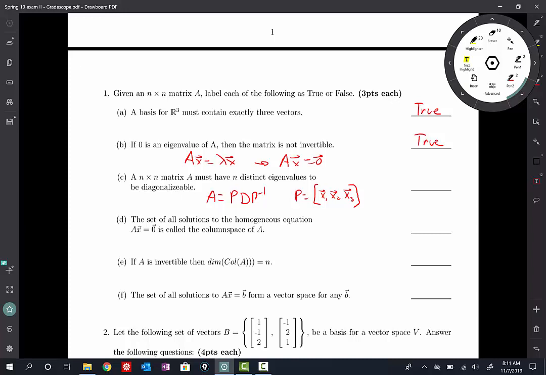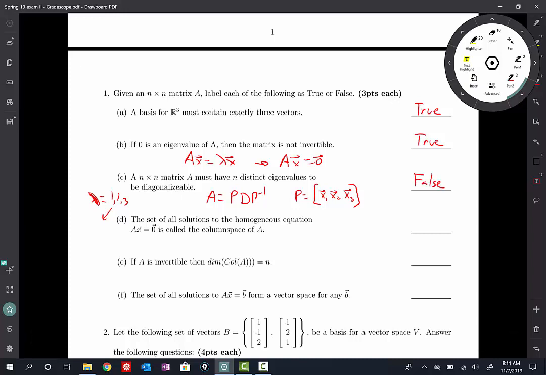to form P. However, we could have a case where we might have lambda equals 1, 1, and 3. So in other words, we don't have distinct eigenvalues. But if we plug in lambda equals 1, we might get 2 vectors in the basis for that eigenspace. In that case, we would still get 3 vectors, eigenvectors, and we would be able to form the matrix P. So this is not a requirement. So we might not have n distinct eigenvalues, but still be able to diagonalize A. That's why this will be false.